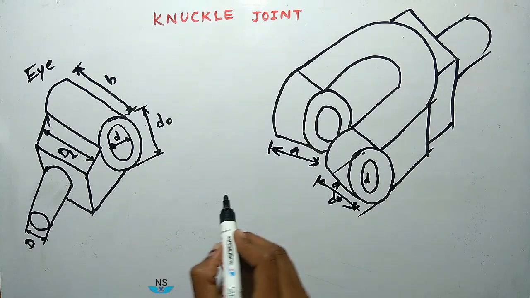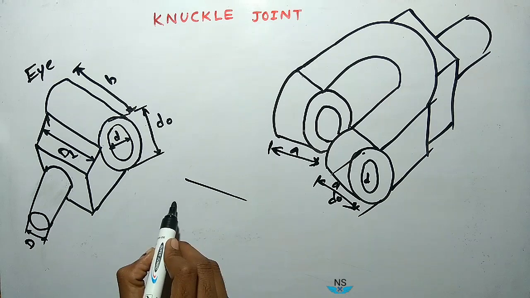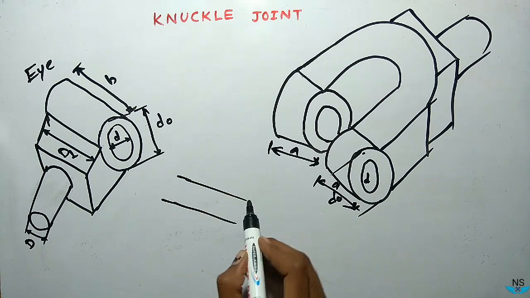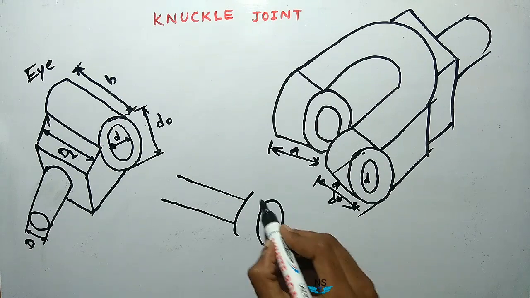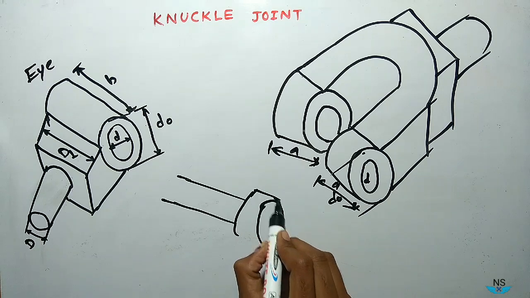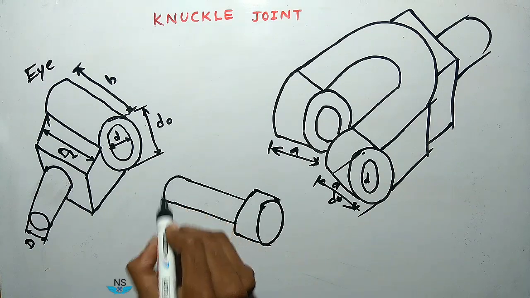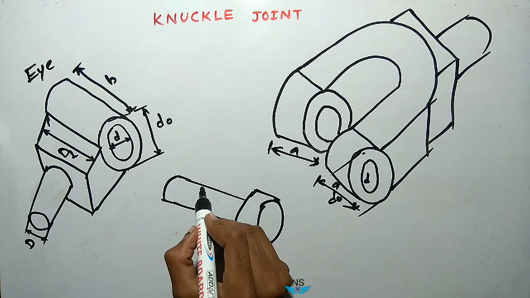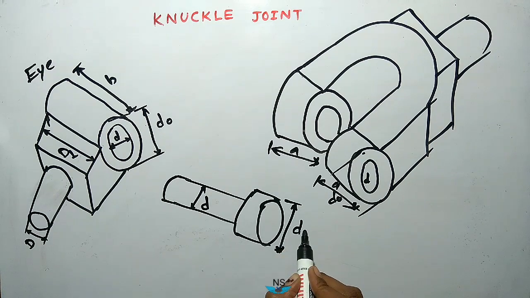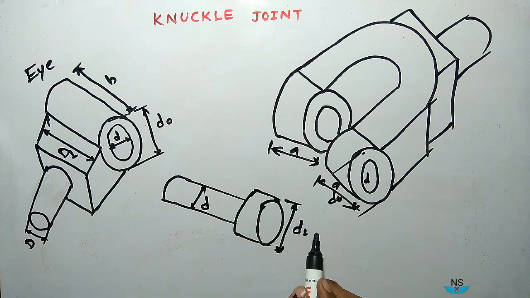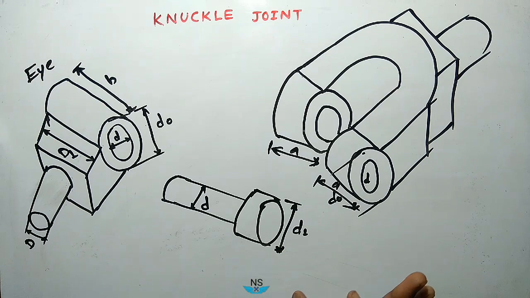Now the pin. This is the pin. I am drawing a very small pin here. So the pin looks like this. Now this diameter is d, the diameter of the pin. The diameter of the pin head is D1. So these are the main parts of the knuckle joint. So this is the 3D view of the knuckle joint.